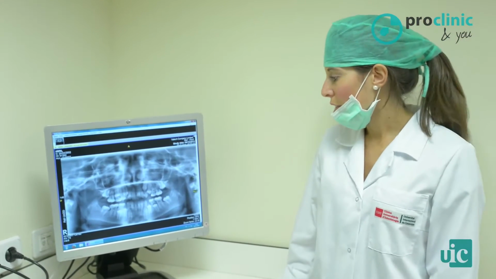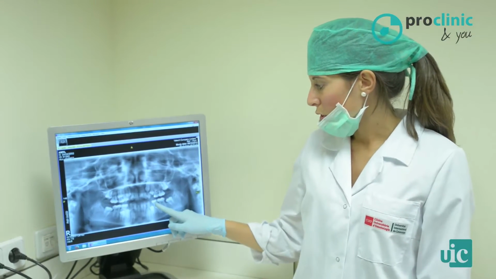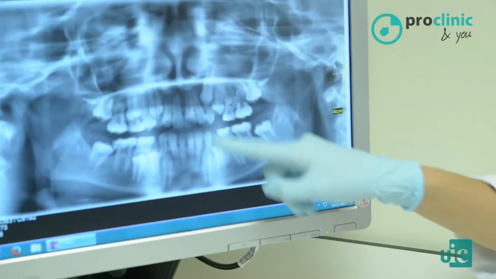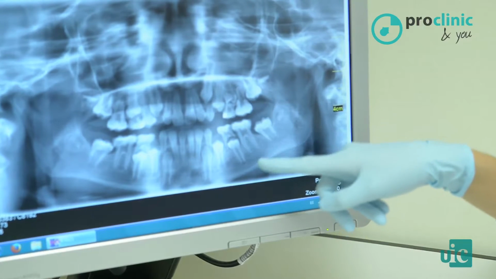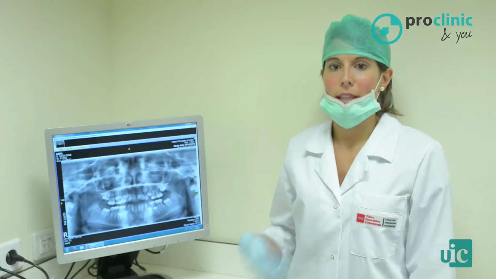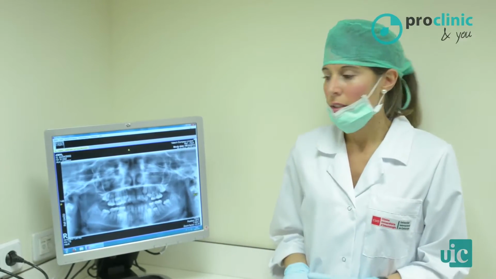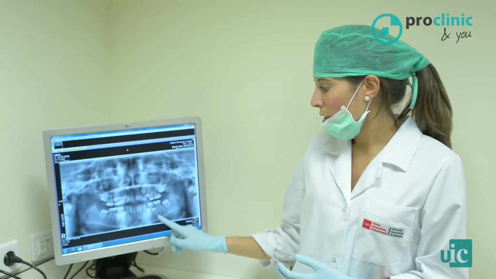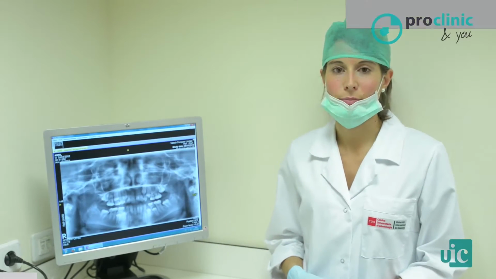Today, we are performing an extraction of this lower left temporary second molar. As it can be seen on the X-ray, the tooth has an advanced decay, and the patient refers a history of recurrent infections. For this reason, we have decided to remove it in order to allow the eruption of the permanent tooth. To extract temporary teeth, we need the same tools as in adults.